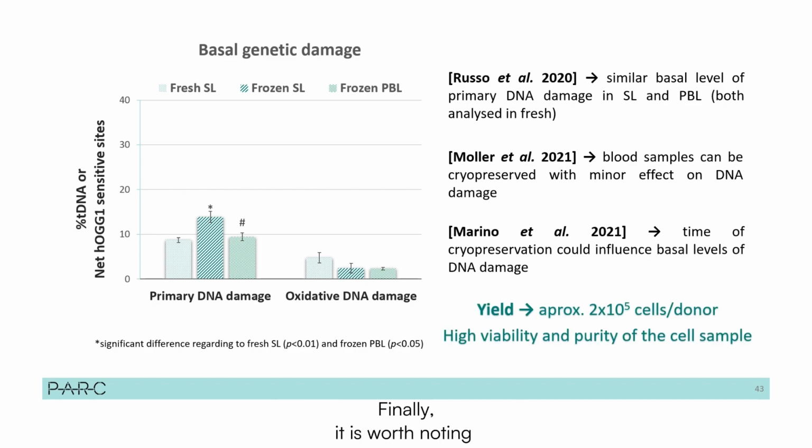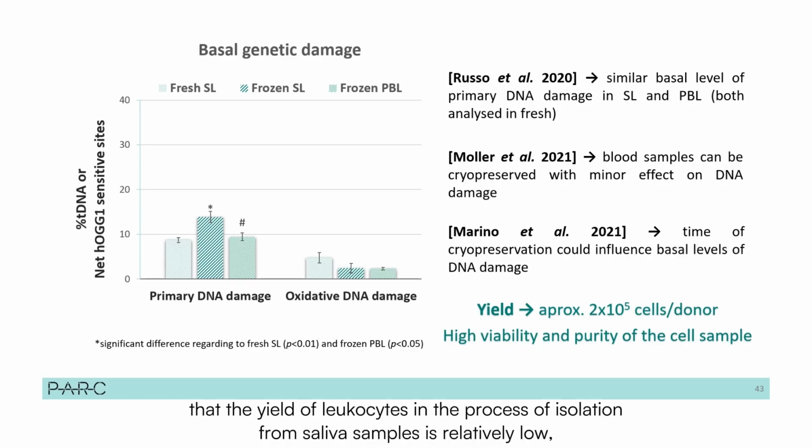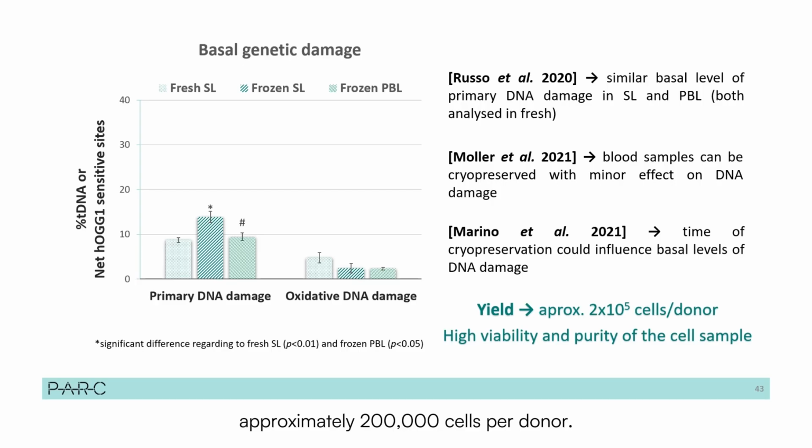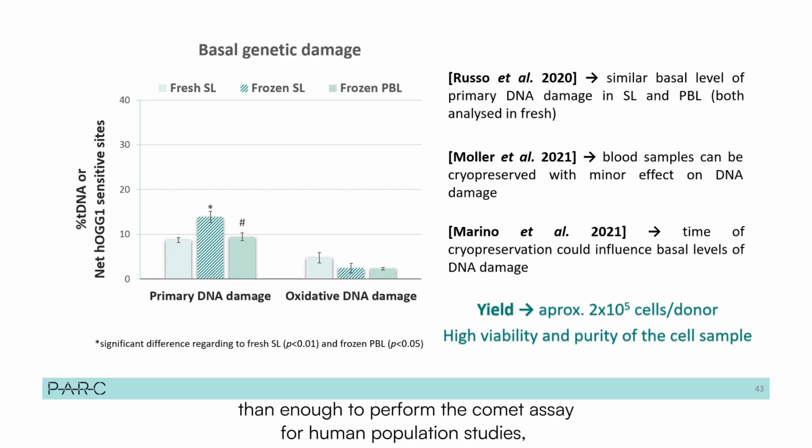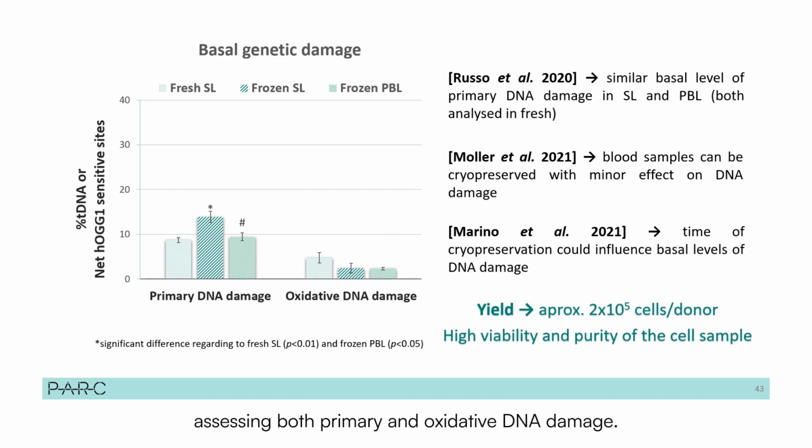Finally, it is worth noting that the yield of leukocytes in the process of isolation from saliva samples is relatively low, approximately 200,000 cells per donor. However, the purity and cell viability of the cells isolated is high, so the number of cells obtained is more than enough to perform the COMET assay for human population studies, assessing both primary and oxidative DNA damage.